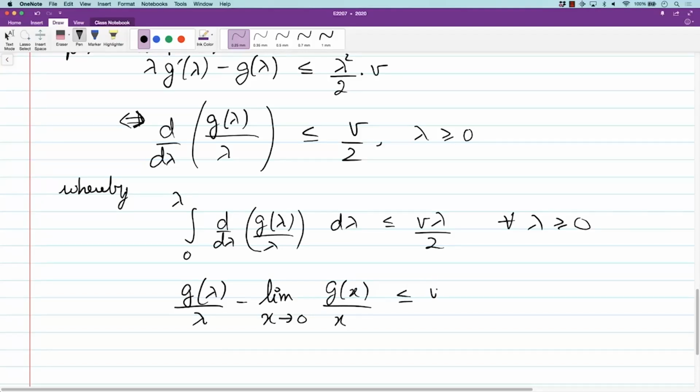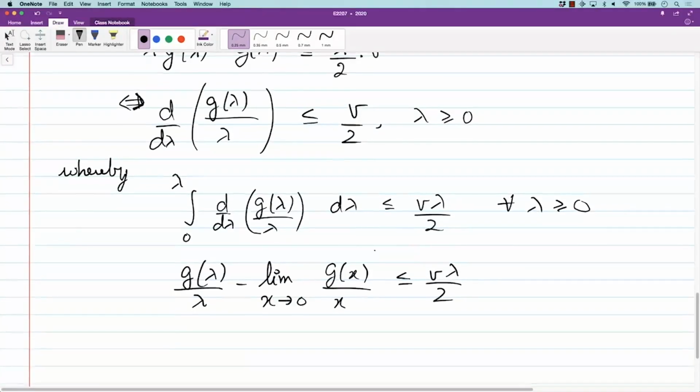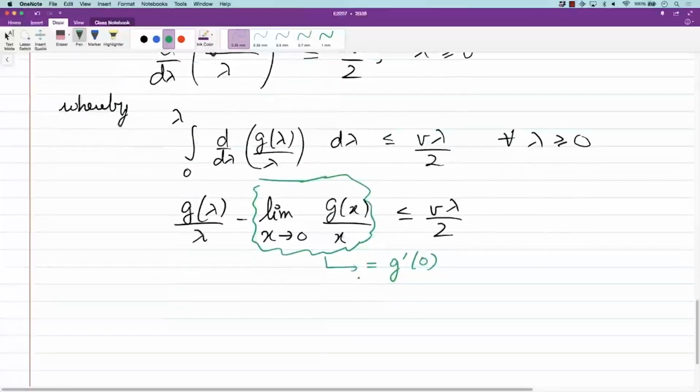Okay, and this is less than or equal to v lambda by 2. That's the bound we get. So the only thing that remains to verify is this term here. Because of properties of the log moment generating function, this is exactly equal to g prime of 0, the derivative of g at 0, which for a zero mean random variable is 0. So this is 0.